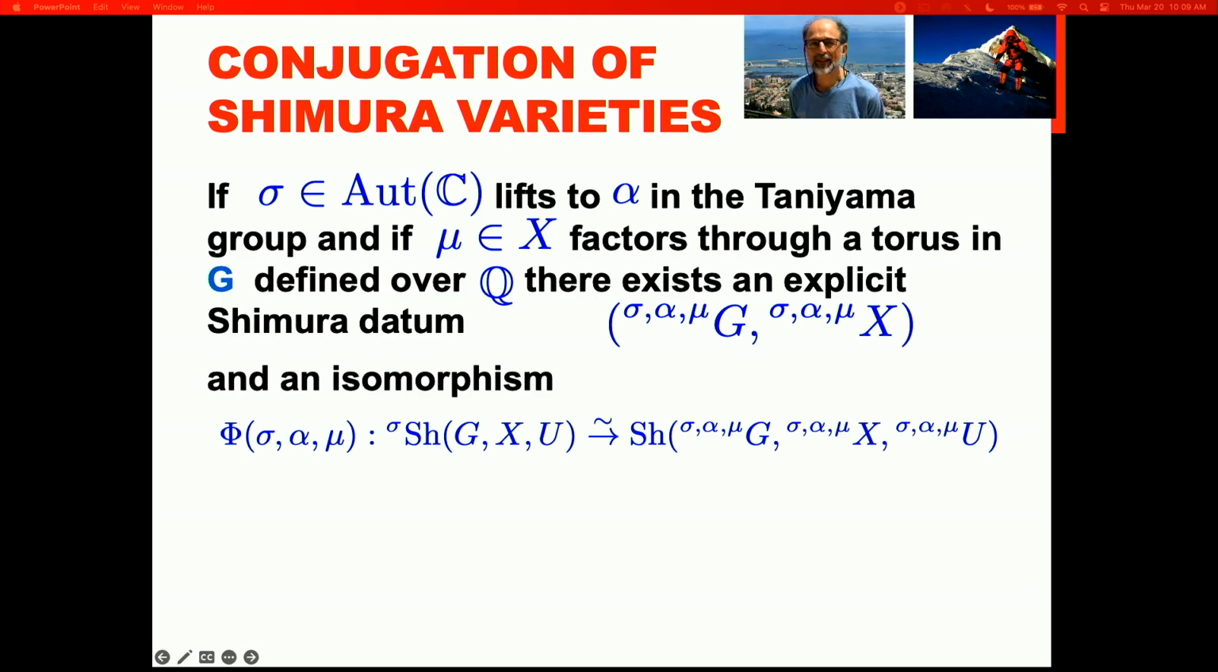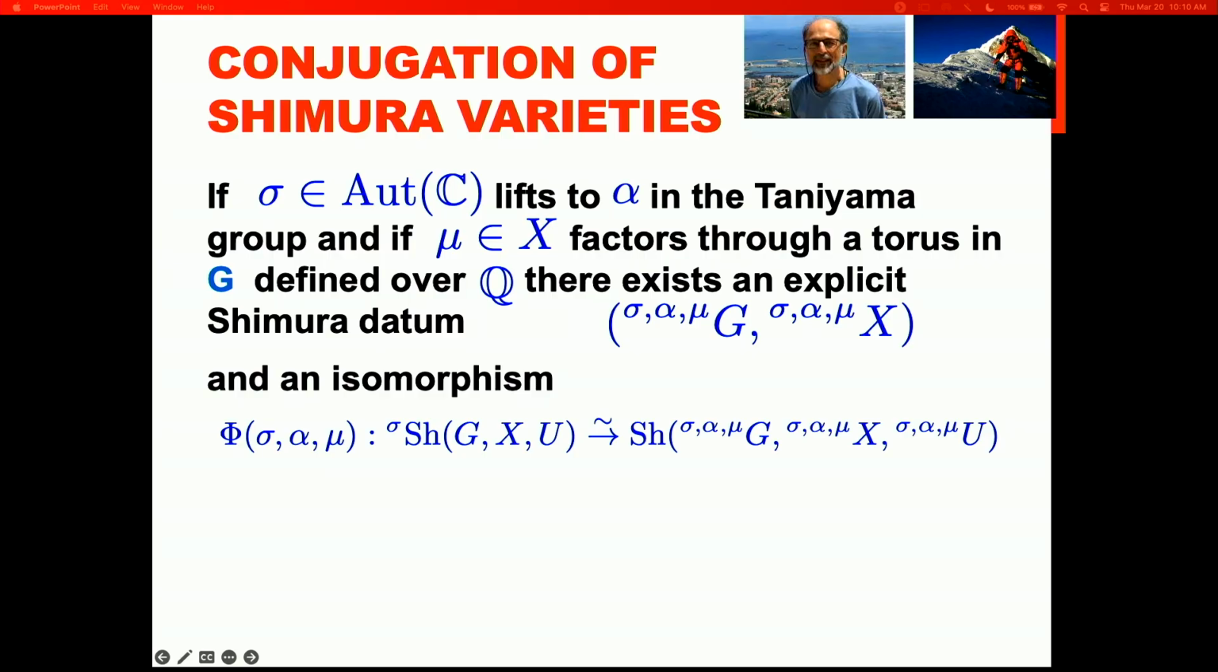Unfortunately, the recipe relies on auxiliary choices. You need a lift of the automorphism of the complex numbers to something called the Tate-Nakayama group, or the rational points of the Tate-Nakayama group. And you need to choose a special element of X, the set of co-characters, with the property that mu factors through a maximal torus of G defined over Q, not just over C. But given this auxiliary data, Langlands gave a recipe for a new group G and a new conjugacy class X.